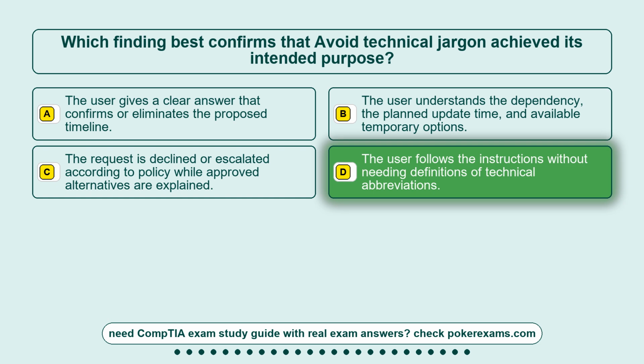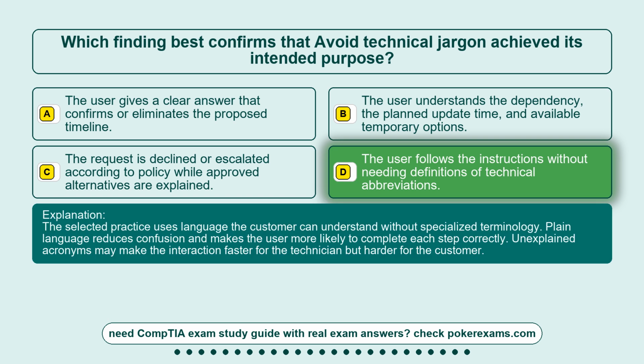The user follows the instructions without needing definitions of technical abbreviations. The selected practice uses language the customer can understand without specialized terminology. Plain language reduces confusion and makes the user more likely to complete each step correctly. Unexplained acronyms may make the interaction faster for the technician but harder for the customer.